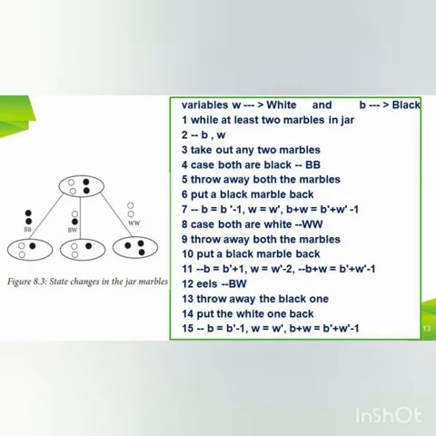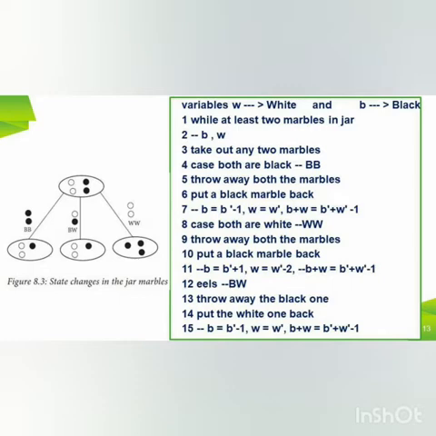Let's start writing the algorithm. We are using two variables W and B. W is the number of white marbles and B is the number of black marbles. For example, this is a jar of marbles. Here we have 4 marbles in the jar. Randomly take 2 marbles from the jar. If we take 2, there must be at least 2 marbles in the jar. This is the condition here. So, while at least 2 marbles in jar, take two marbles, B comma W.